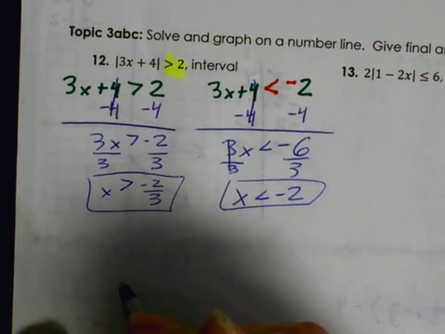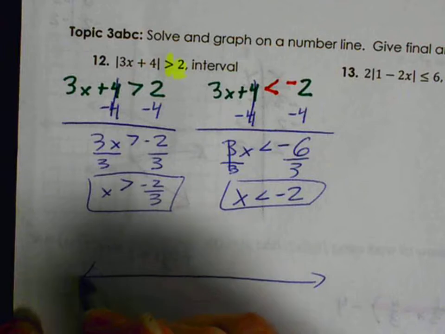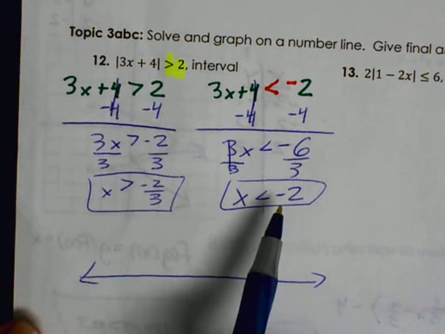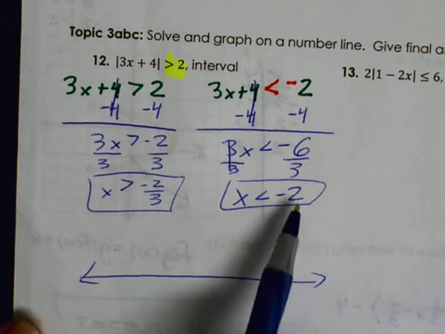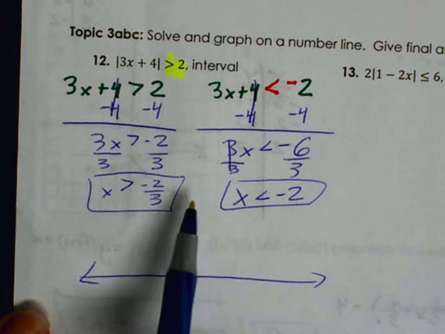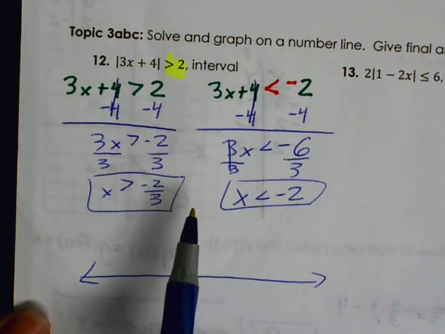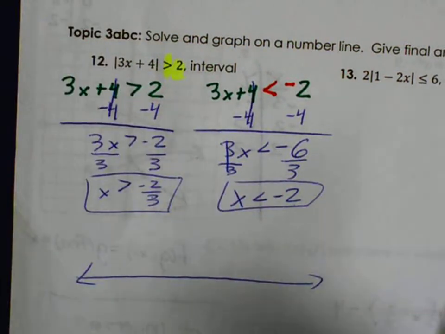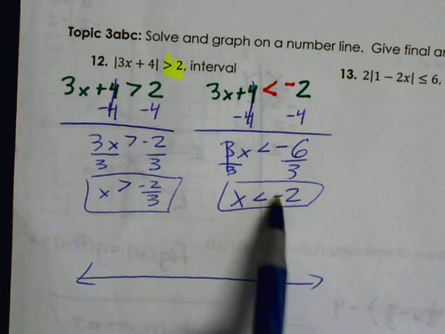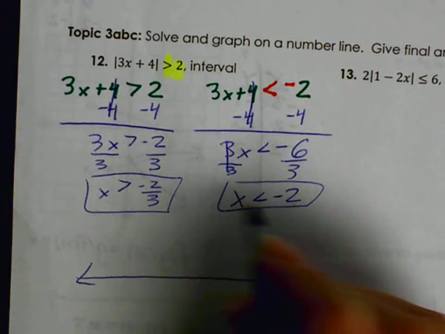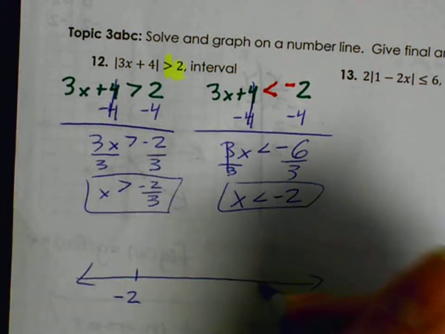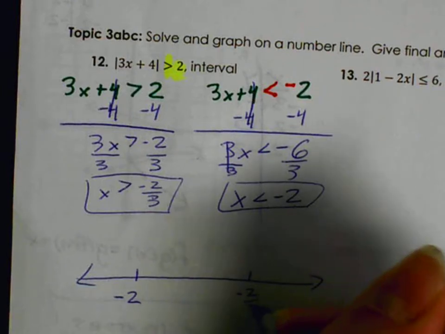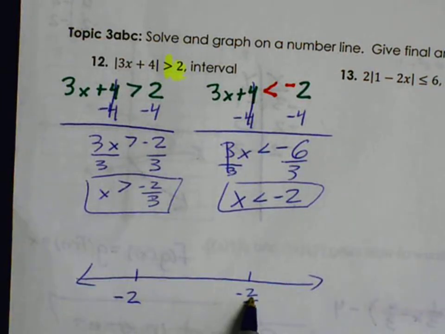So now on my number line, I have to decide, is negative 2/3 smaller or negative 2 smaller? Which one goes on the left? Remember, for negative numbers, the bigger the absolute value of the number is, the farther away. So I've got negative 2 and negative 2/3. Negative 2/3 is closer to 0, so it's farther to the right. Negative 2 is farther away from 0, so it's more to the left.